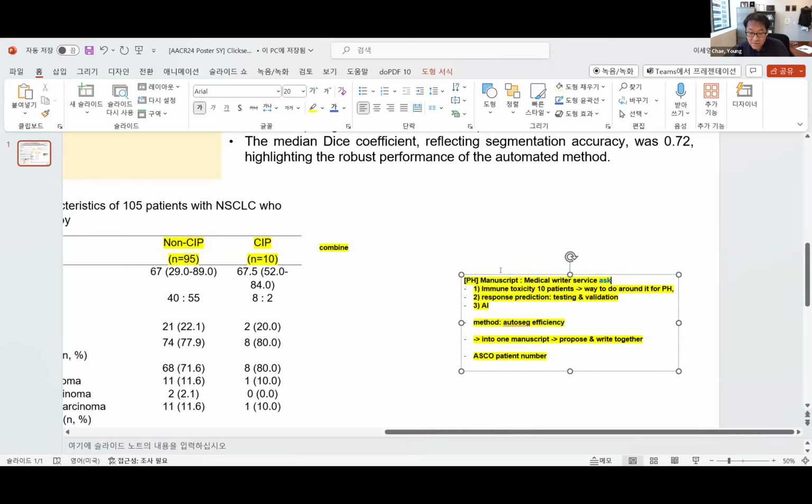And let's start the conversation this week. We already have the poster, we already have the analysis done. We just have to start writing it.